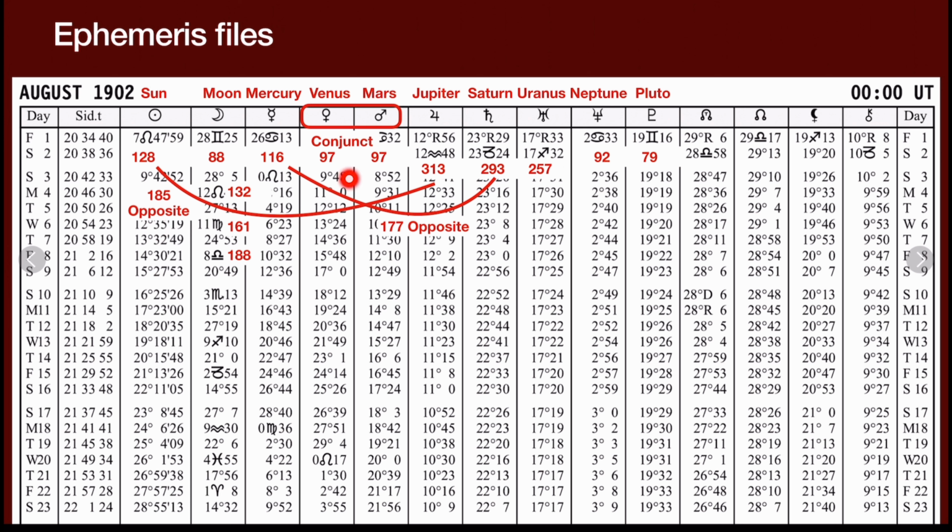We've also got Venus and Mars both at exactly 97 degrees, so they're conjunct. The planets are moving all the time, of course, and some planets are faster than others. For slower moving planet combinations like Saturn and Jupiter, you may only need to calculate their aspect a few times a month.